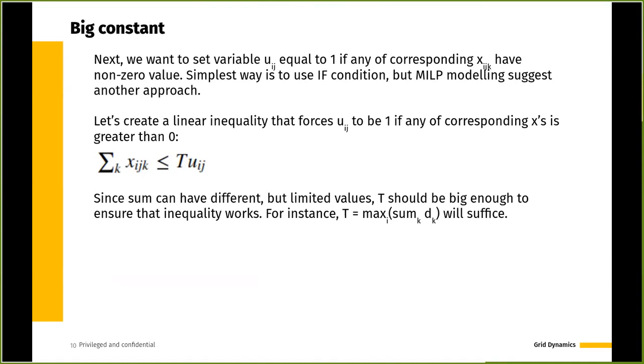That's a typical if condition. In a Python program, you would just write: if any of the X's is greater than 0, then u_ij equals 1. But a MILP can't handle if conditions, so we use this modeling technique. We multiply U by some big constant T and compare it with the sum of X's. This sum can have different values, but they are all limited. We know how many items we would like to ship today. For example, if you have 10,000 orders and inside each order we have 5 items, then we should ship at most 50,000 items, and we could set T to equal that. It's an artificial one, of course, but it works.